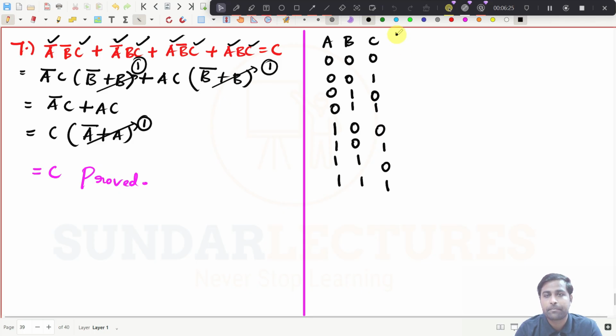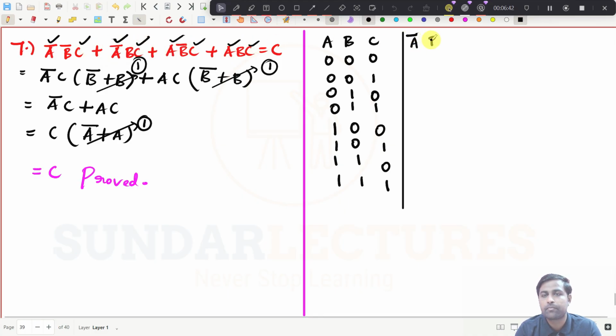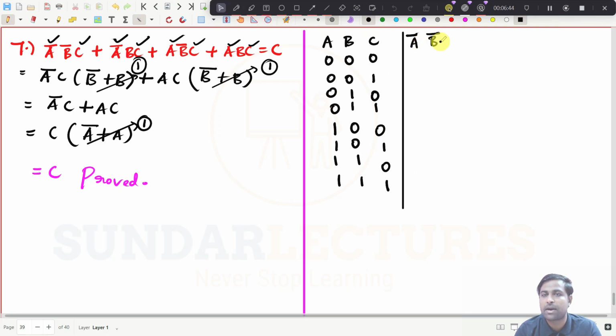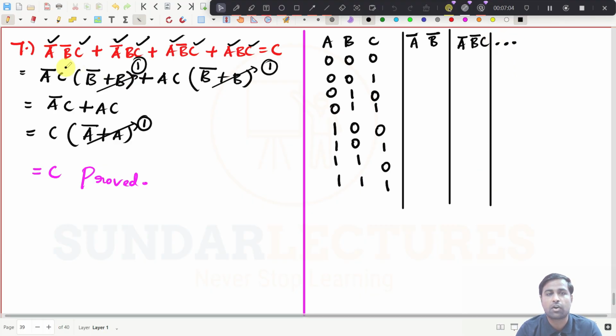If you want to simplify this problem, what you need to do is, a bar is there, b bar is there, b is there, but there is no c bar. Here also it is c. So you don't need to go for c bar. So you find what is a bar and what is b bar. I am not going to do that, you try to do it by yourself. Then you need to find every term separately. You take a bar, b bar, and then c. Likewise, you find all these terms.